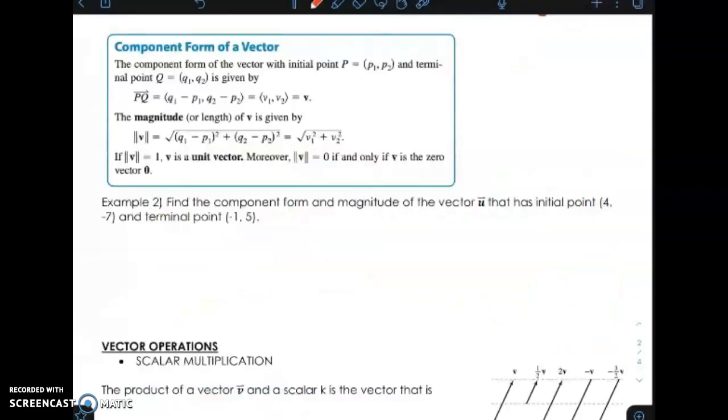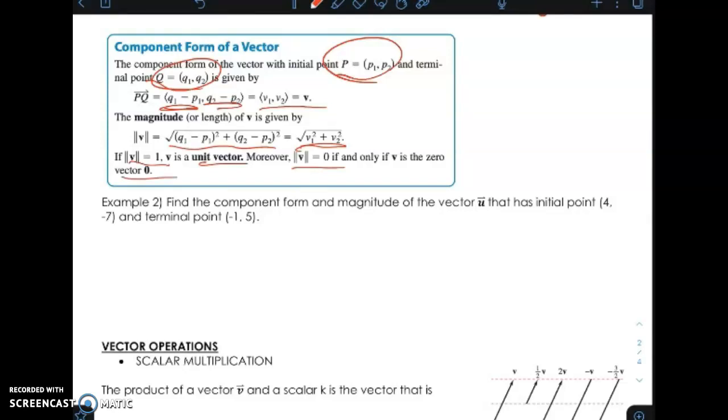Now we're going to talk about the component form of a vector. The component form of a vector with initial point (p1, p2) that terminates at (q1, q2) is given by this, where you subtract q1 and p1, that's your first component, and then q2 and p2 is your second component. And so you'll write it with this notation here. And then the magnitude, this is how we found it using the distance formula. This is how you would find it using component form. If you end up getting 1, then it's called a unit vector. If you get a magnitude of 0, then it would be the zero vector.